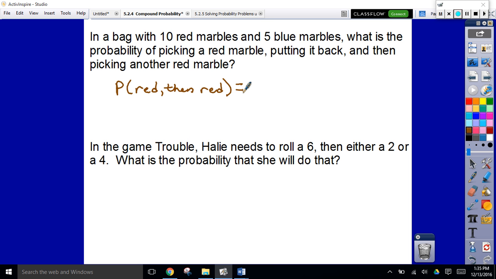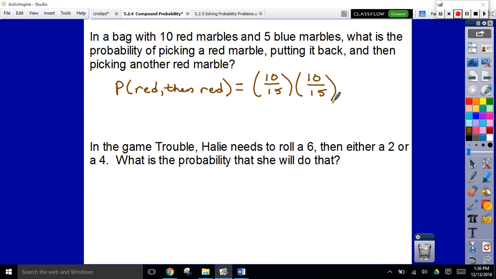Okay, what's the probability that my first marble is going to be red? Andrew? 10 out of 15. Good. And then what's the probability that the second marble will be red? Caleb? How many red marbles do I have in the bag? 10 out of how many total? 15. So it's the same probability again.